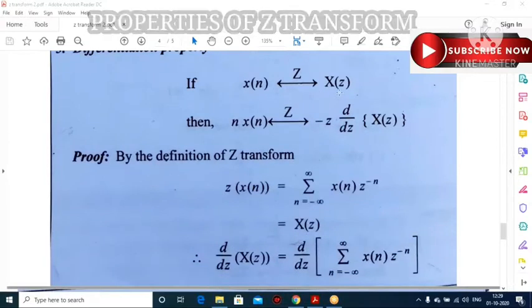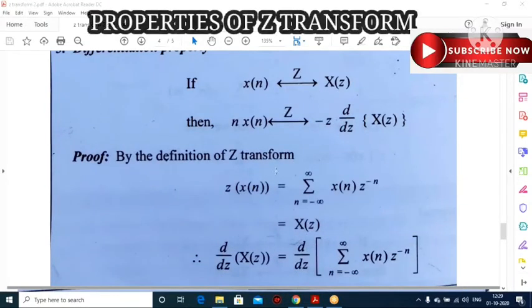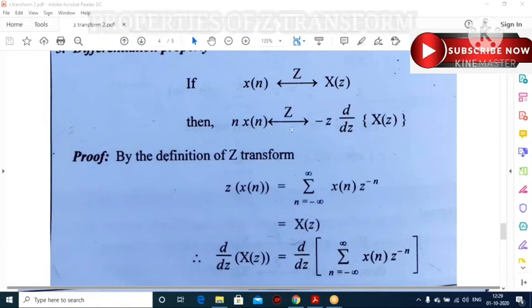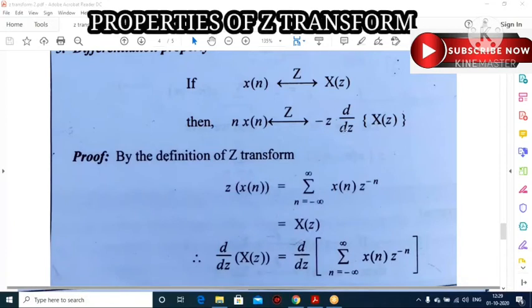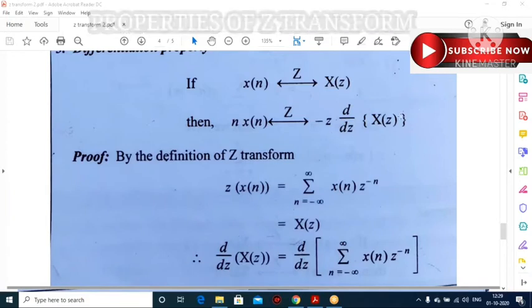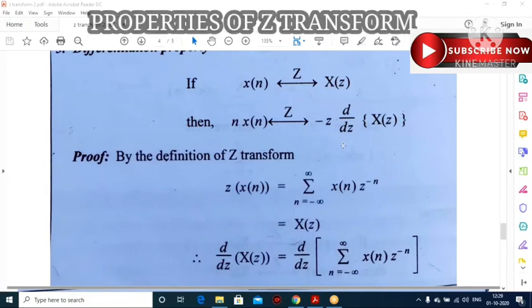If z transform of x of n is equal to x of z, then differentiation means here n into x of n. When I take the z transform of this, you get minus z into d by dz of x of z. This is the differentiation property.